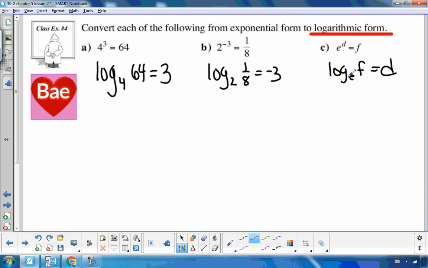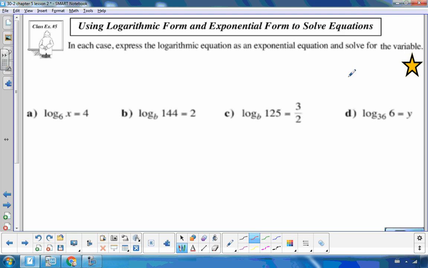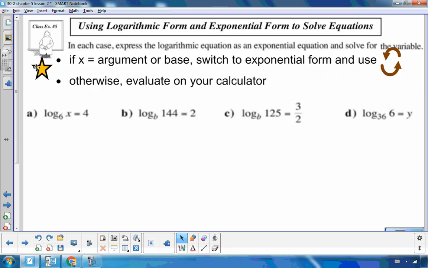Here, log of base, answer equals exponent. Okay, now we're going to get into actually using these to solve some equations, now that we've practiced how to switch between the two different forms. Okay, so in each of these equations, express the log equation as an exponential equation and solve for the variable. So here's what I do. If I have a log equation and x is the argument or the base, I switch to exponential form using circle of logs. Otherwise, I just evaluate it on my calculator.